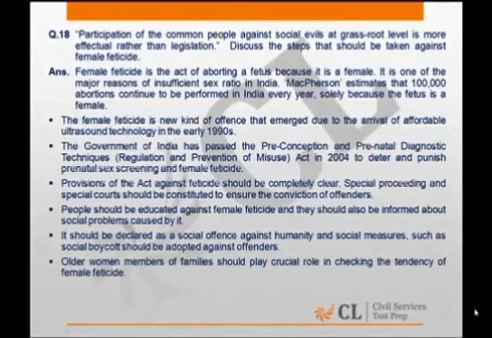Government has stopped sex determination at different diagnostic centers, but still people are doing it by paying bribes. These events must be stopped with an iron hand. Simultaneously, people need to be aware of this ill practice.